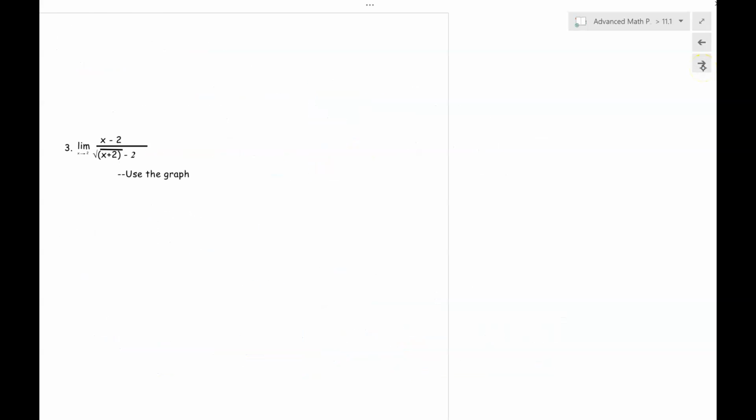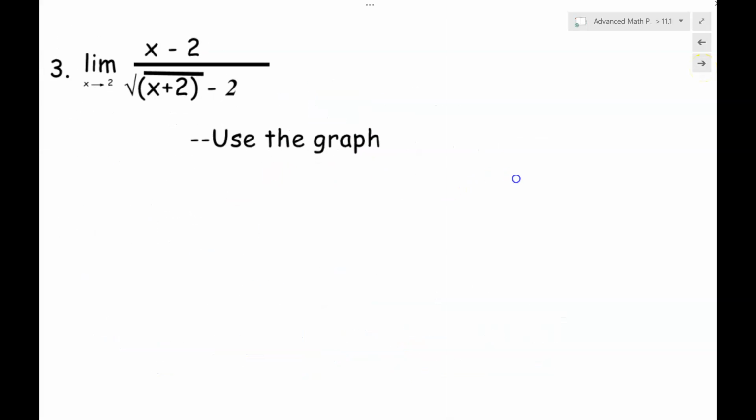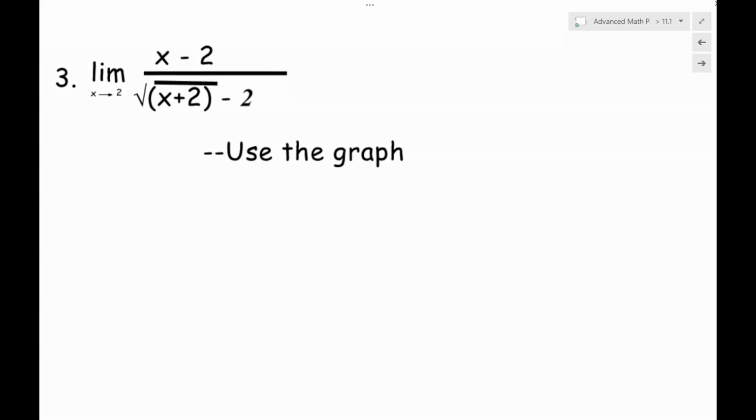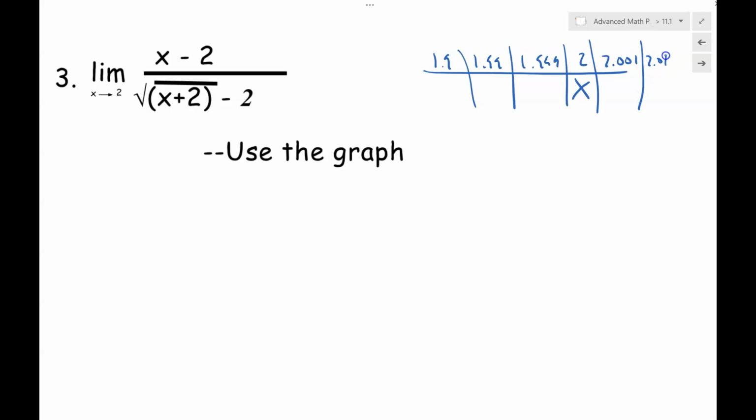Okay. Another way, we could create a table with this one, just like that. This is the limit as x approaches 2, and I could make a table the same way I did with the other one. I could say 1.9, 1.99, 1.999. This is my 2, which doesn't have an answer. 2.001, 2.01, or 2.1.